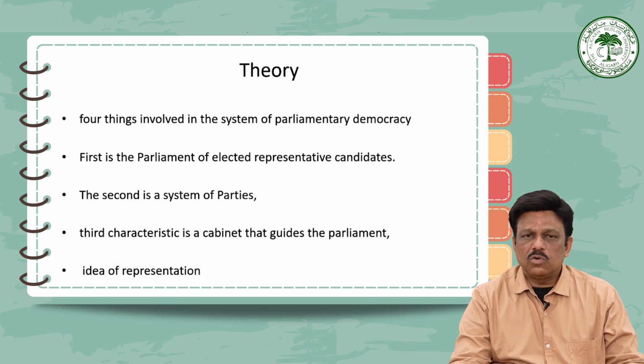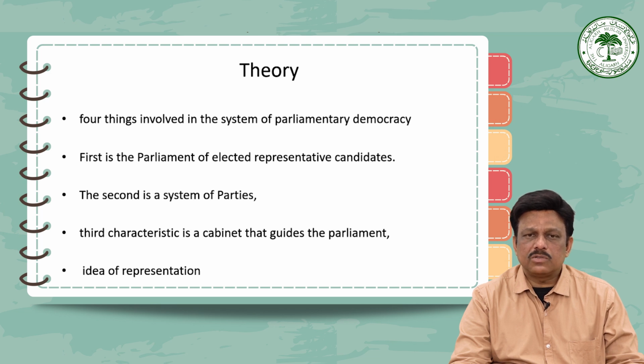There are four things involved in the systems of parliamentary democracy. First is the Parliament of elected representative candidates, and the second is a system of parties, each reflecting some general trend of thought pervading all the society, which will submit to the electorate a number of candidates for its choice and the program of policy for which the candidates stand. So, a system of parties is a necessary part of any system of representation.